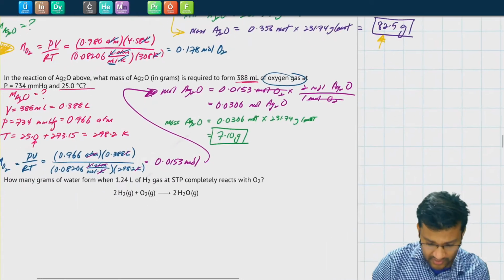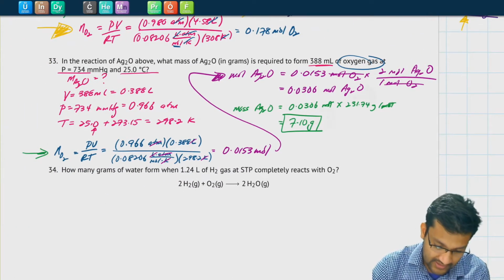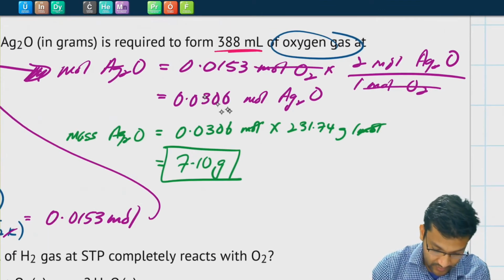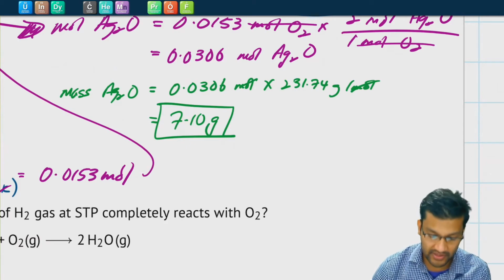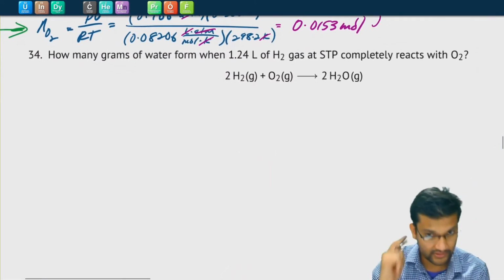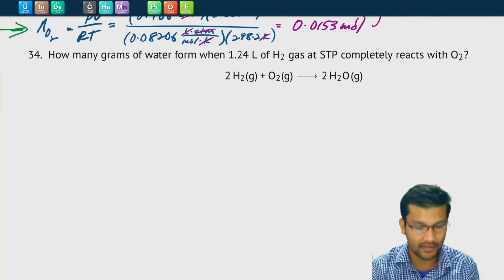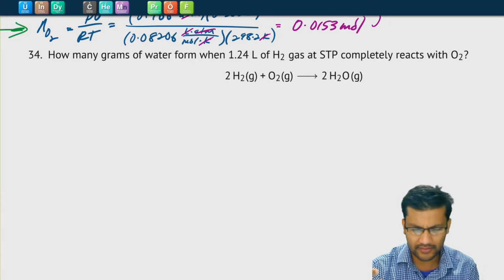Again, same steps. The only difference now is we're dealing with a gas. First, find the number of moles of the known. Second, find the number of moles of the unknown. Third, convert that number of moles into whatever property we're looking for. Okay, let's try number 34 now. If you haven't, as always, please pause, work it on your own, and struggle through it, and then we'll work it out together.